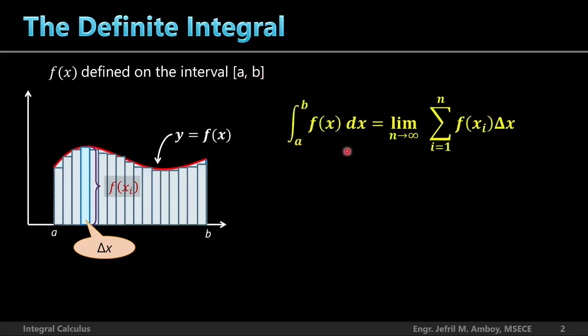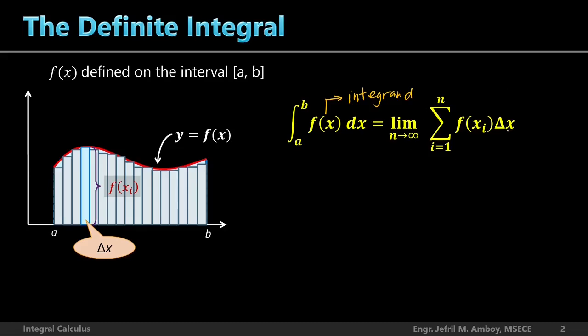Ganito. Ito yung sinasabi kong definite integral. This is how you write the definite integral. This is the integral sign. This is the function that you want to integrate. Ang tawag dyan is integrand. Samantalang yung a at b naman ang limits of integration. Specifically, a is called the lower limit and b is called the upper limit. Okay, so this is the definite integral, and the definite integral is defined as the limit of this summation.